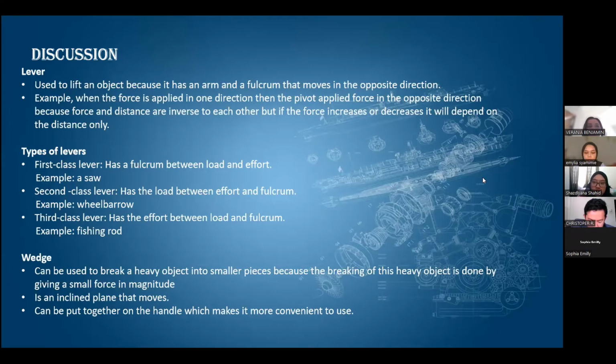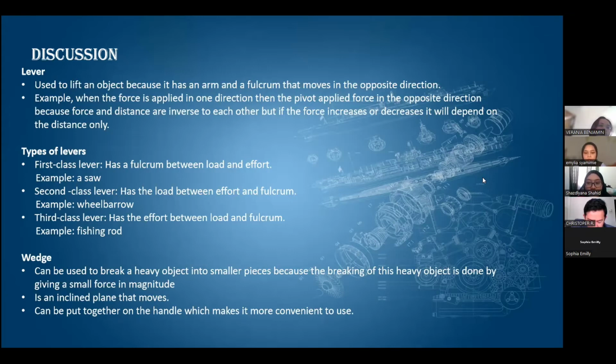First class lever has a fulcrum between load and effort. For example, a saw. Second class lever has a load between effort and fulcrum. For example, wheelbarrow. Third class lever has the effort between load and fulcrum. For example, fishing rod.